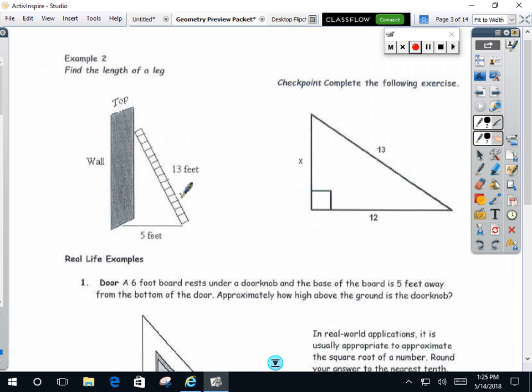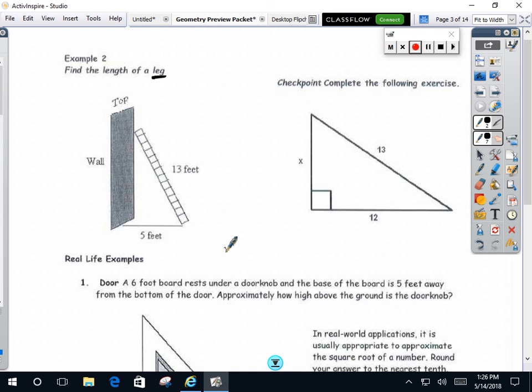Okay, on these examples, this time you are finding the length of a leg. In the previous two you were finding the length of the hypotenuse, but in these two you're finding the length of the leg. So we have a right triangle formed by propping a ladder against a wall.